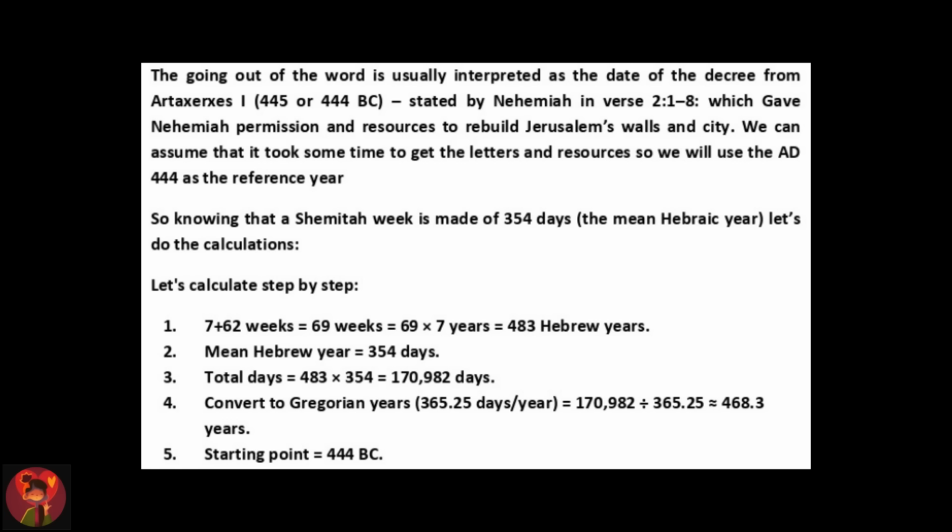445 or 444 BC, stated by Nehemiah in verse 2:18, which gave Nehemiah permission and resources to rebuild Jerusalem's walls and city. We can assume that it took some time to get the letters and resources, so we will use the 444 BC as the reference year, knowing that a Shemitah week is made of 354 days, the mean Hebraic year. Let's do the calculations. Let's calculate step by step.